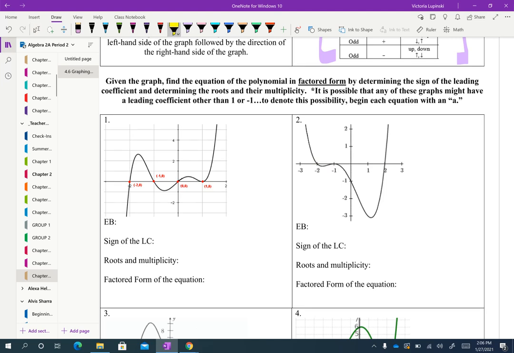So a few things to point out here. Number 1, you're going to give me the answer in factored form. That means do not multiply it out. Secondly, it is possible that any of these graphs could have a leading coefficient other than 1 or negative 1. If we wanted to find out for sure, it's a bunch of extra steps. We're not actually going to do that right now, but what we are going to do is account for this possibility, which means we're going to put an A in front of each answer, meaning that A could be anything. It could be a fraction or a decimal or a really big number. At some point, we will actually find it, but for now, we're just going to remind ourselves that it's there.